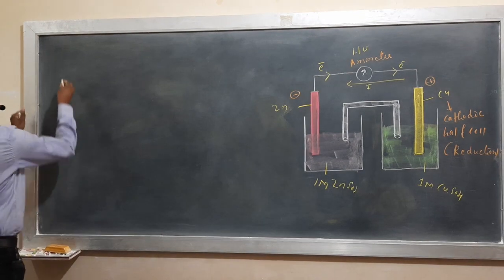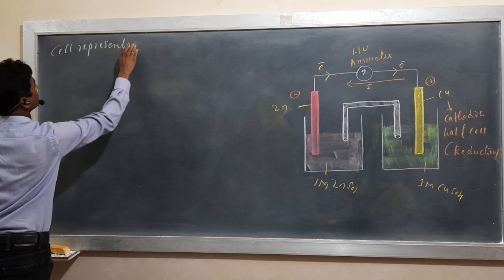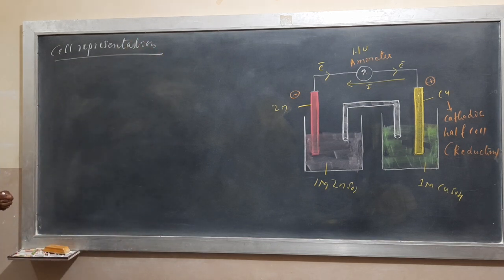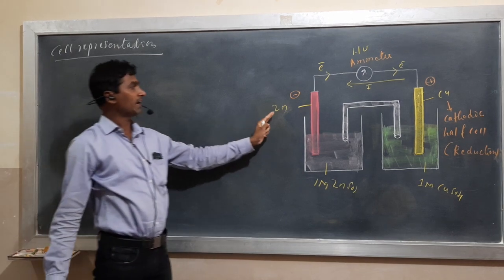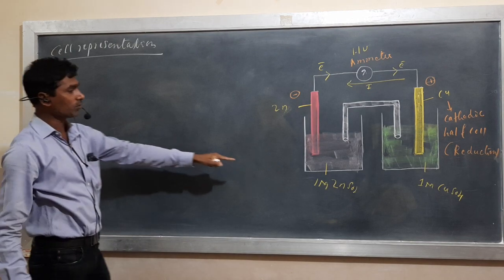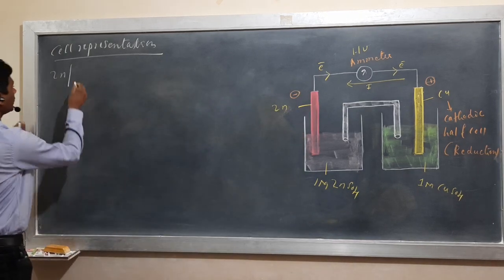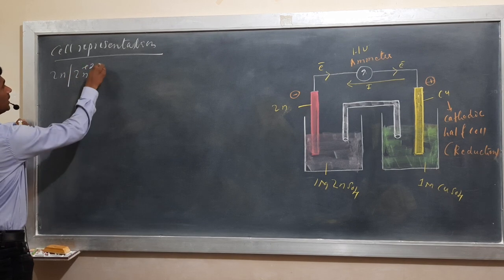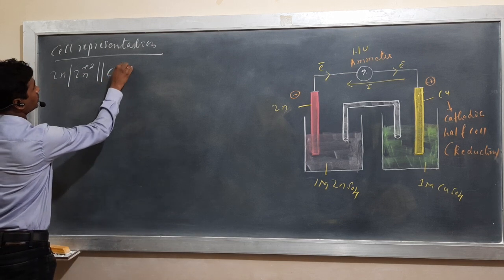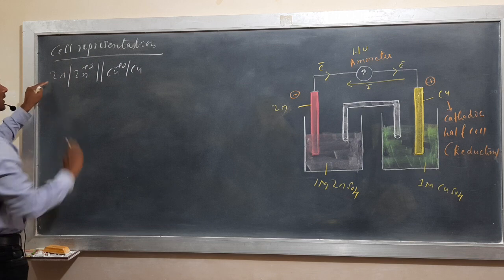Next is the cell representation. The zinc electrode is on the left hand side. So I can write zinc, and the zinc electrode is dipped in 1 molar zinc sulfate solution, or simply write Zn2+. The salt bridge is shown by these 2 lines. Next is copper 2+, and then copper. While writing the cell representation, the metal is always at the extreme end.